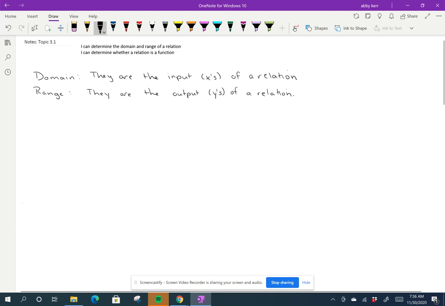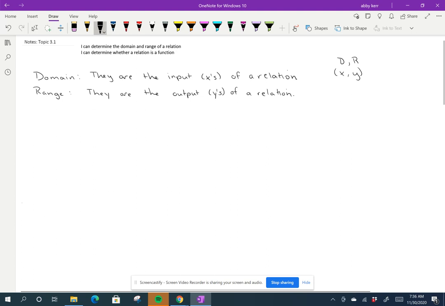So domain is the x, the range is the y. I always like to put D for domain, R for range, so then it kind of spells "doctor," or the abbreviation of doctor. So that's how I tell students to remember that the domain is the x and the range is the y.